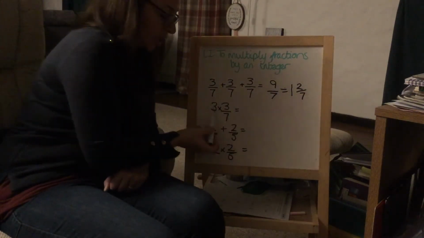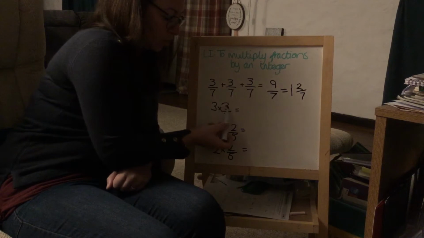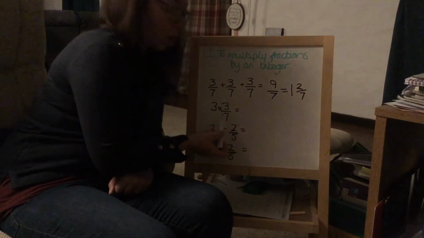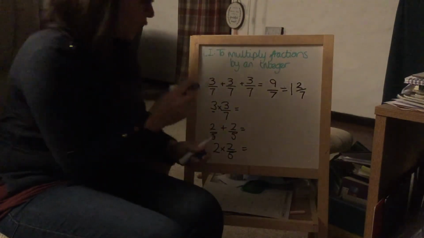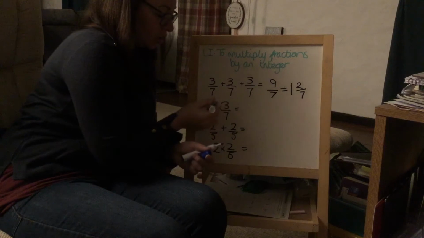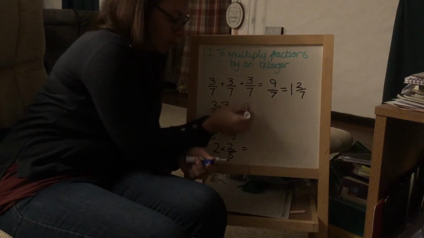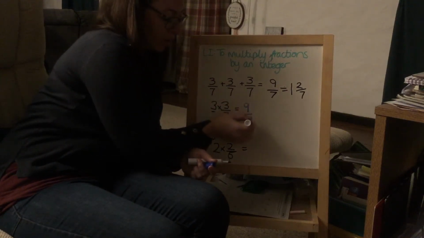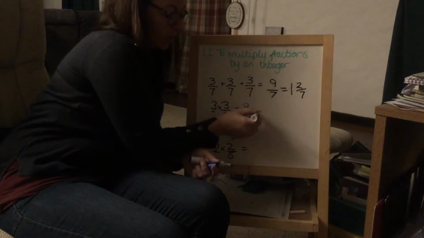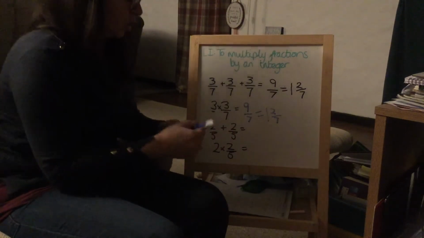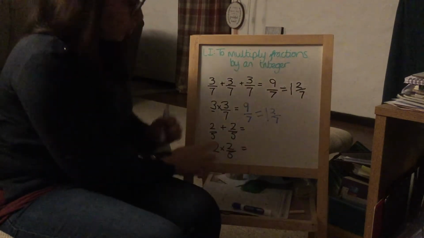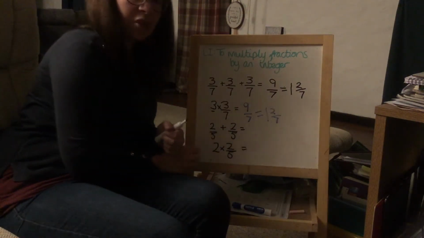And then we do the same with 3 times 3/7. We only times our whole number. Okay, grab a different pen. We only do our whole number times our numerator. So 3 times 3 is 9 over 7. And then we do the same as we have done up here. Then we go on to another fraction.